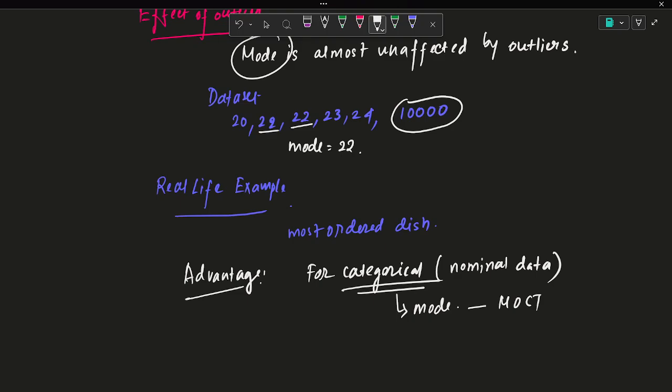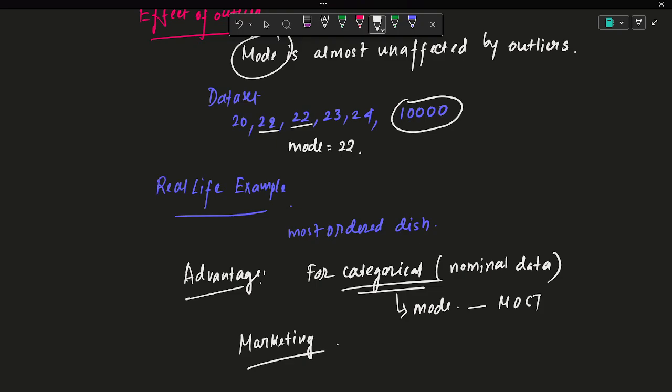Even for marketing teams to understand customer preferences, there will also be some categorical data present. In that case also, to understand the average behavior, we will go for mode rather than mean or median. So if you know a few more examples of mode, just comment down whatever you can frame as an example.